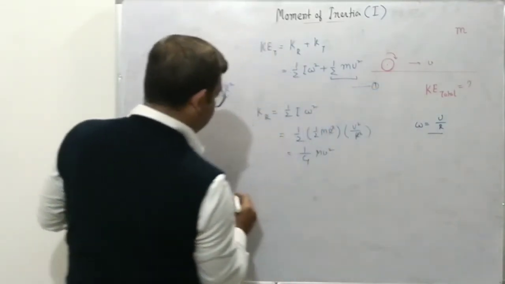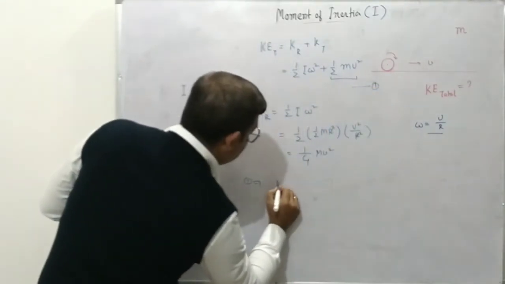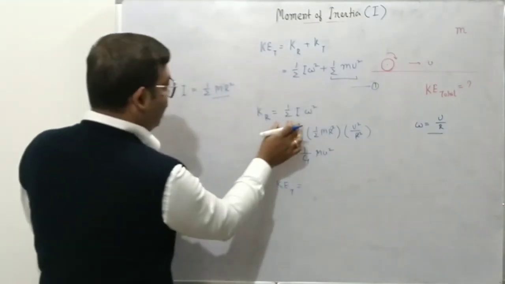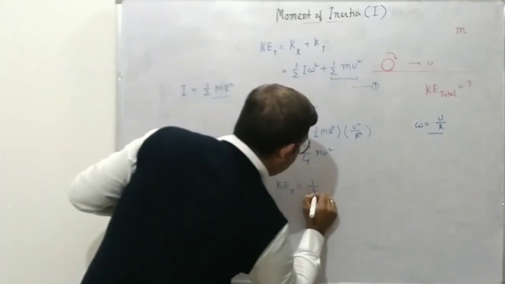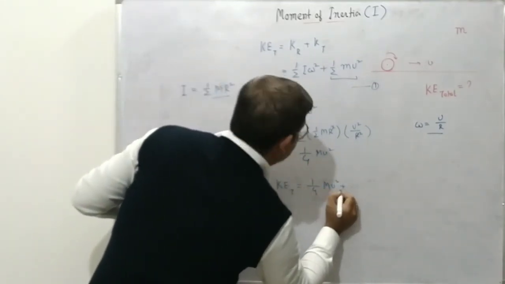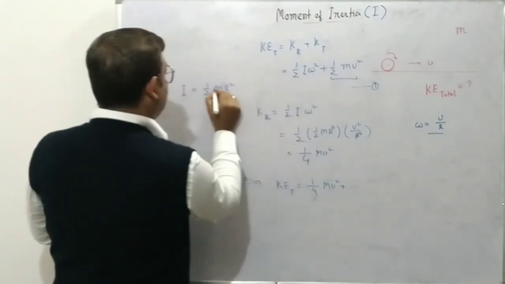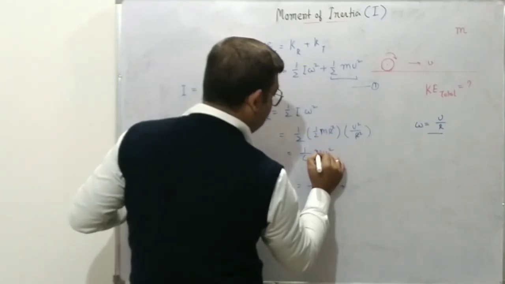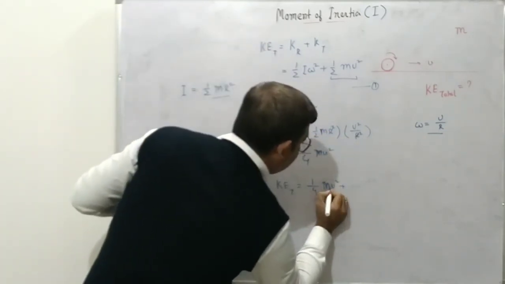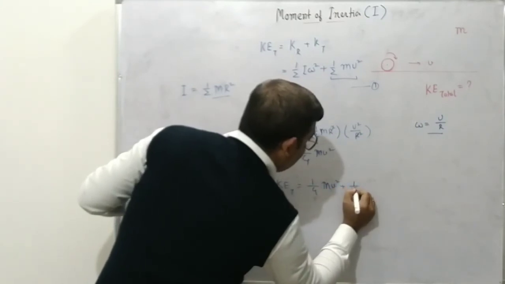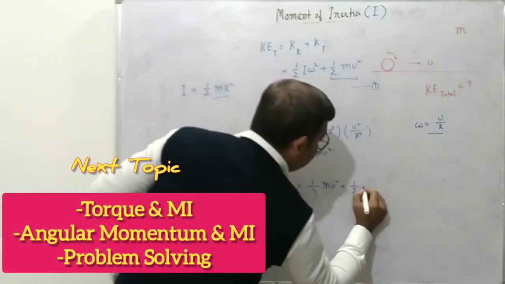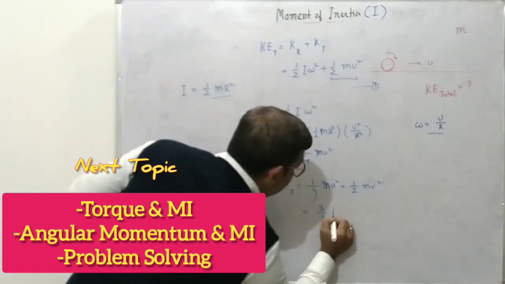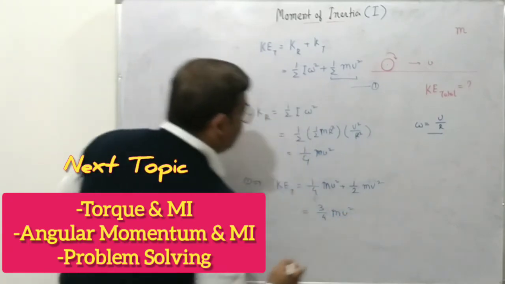Therefore equation 1 will give us total kinetic energy equals half I omega squared. We have found it to be 1/4 m v squared. Sorry, I have taken capital M. This should be small m everywhere. So 1 by 4 m v squared plus half m v squared. That is to say 3 by 4 m v squared.